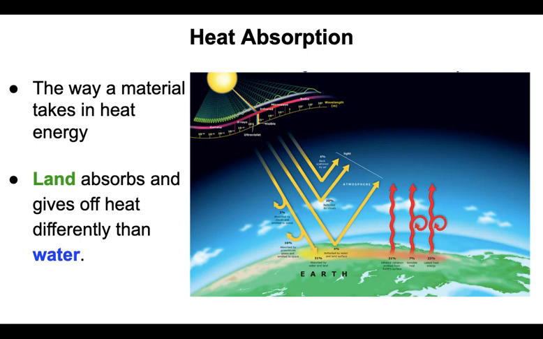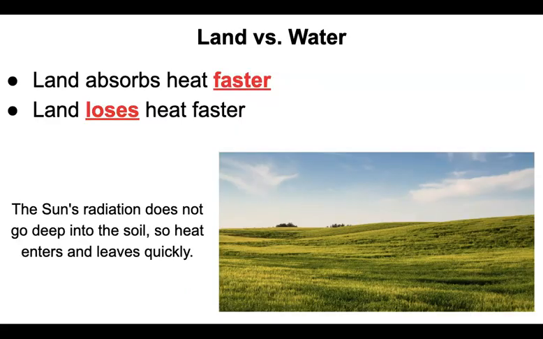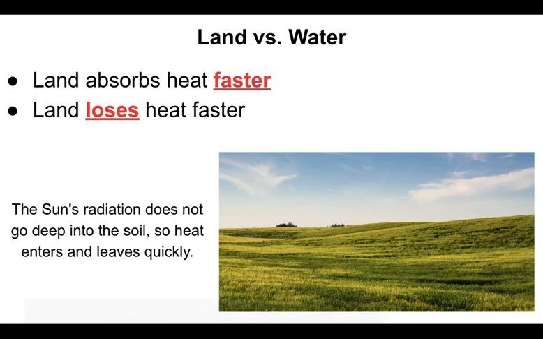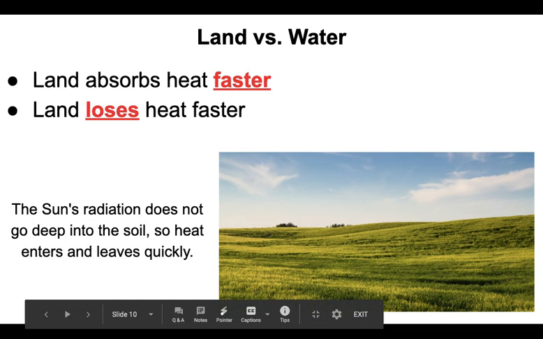On the surface of the earth, heat absorption is the way a material takes in heat energy. Land absorbs and gives off heat differently than water. Land absorbs heat faster than water, but land surfaces also lose their heat faster than water. The sun's radiation does not go deep into the soil, so the heat enters the surface of the earth and leaves the surface of the earth fairly quickly.